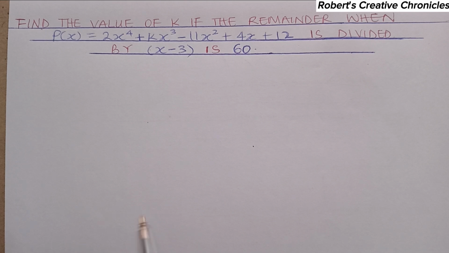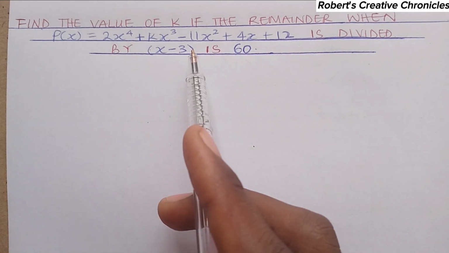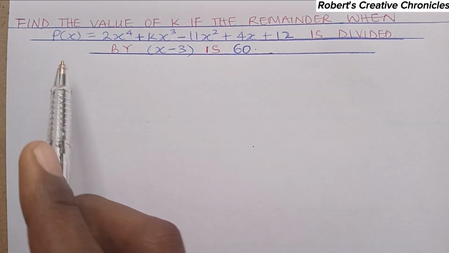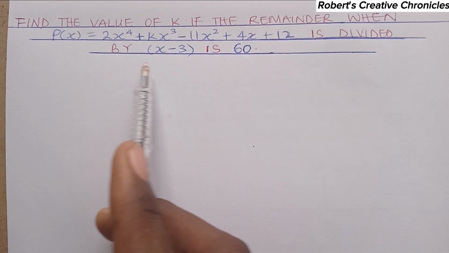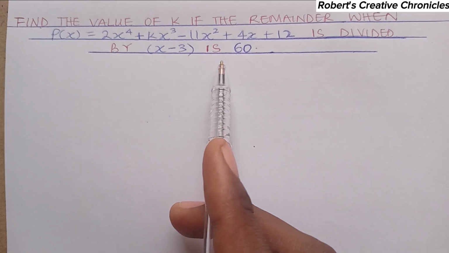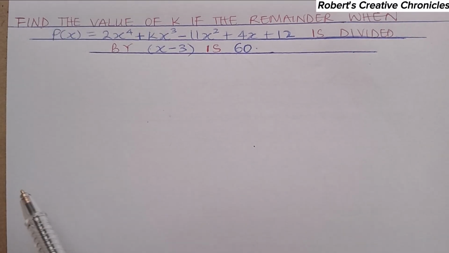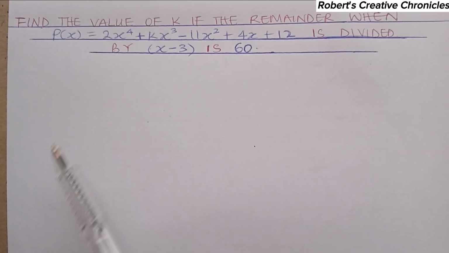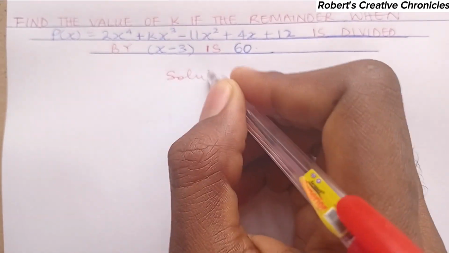So today we'll be solving this question, which states: find the value of k if the remainder when p(x), that is this polynomial, is divided by x minus 3 is 60. So in this question we're going to use the remainder theorem to solve it. So, solution.